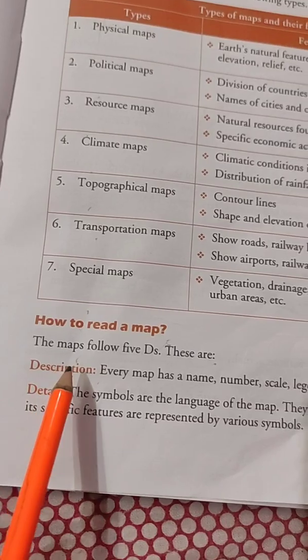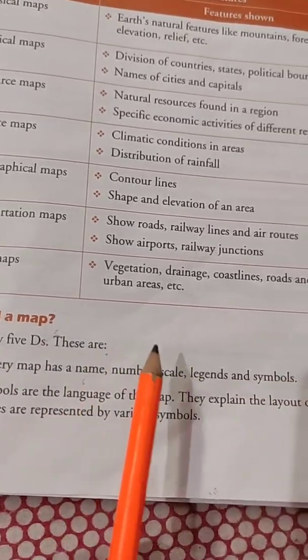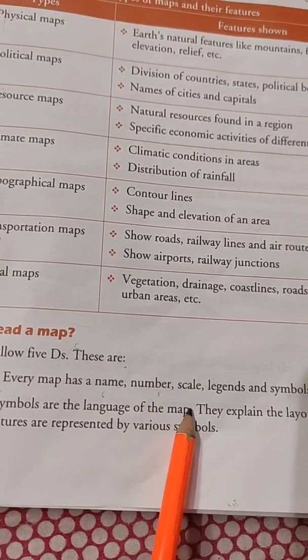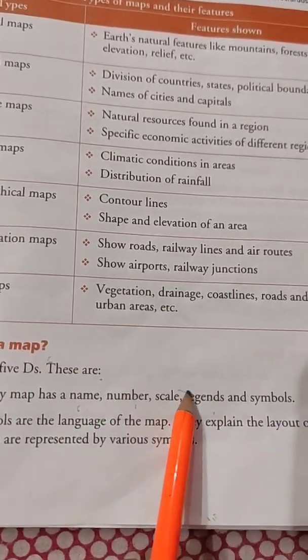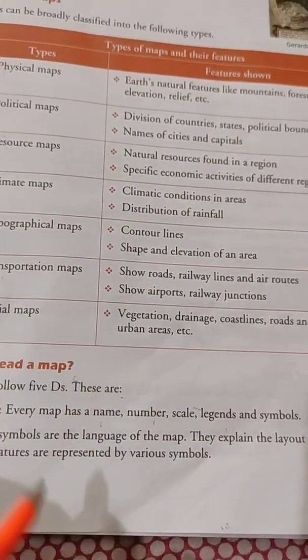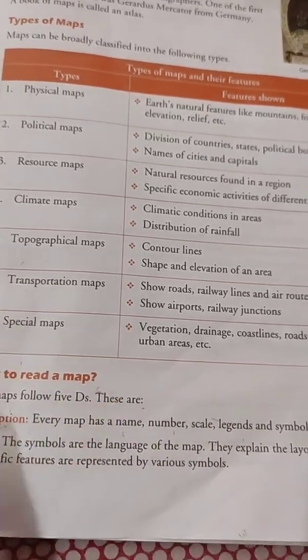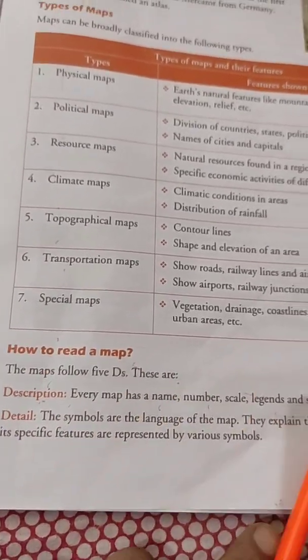Description. Now in the description what happens? Every map has a name, number, scale, measurement, legends and symbols. Legends means what type of map it is. It is of vegetation, or it is of railway line, or it is of drainage system. So those things. And symbols.